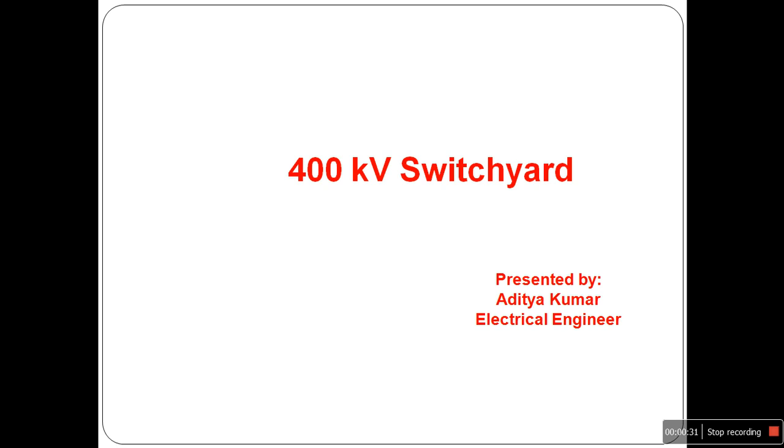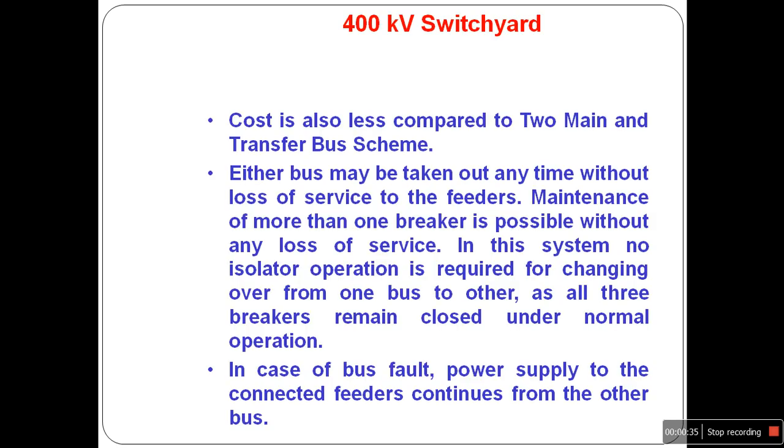As we know, there are widely two schemes which are used. First one is double bus bar arrangement, and the second one, which is mostly and commonly used in 400 kV switchyard, is one and a half circuit breaker scheme. So we should know what is the benefit of one and a half circuit breaker scheme.